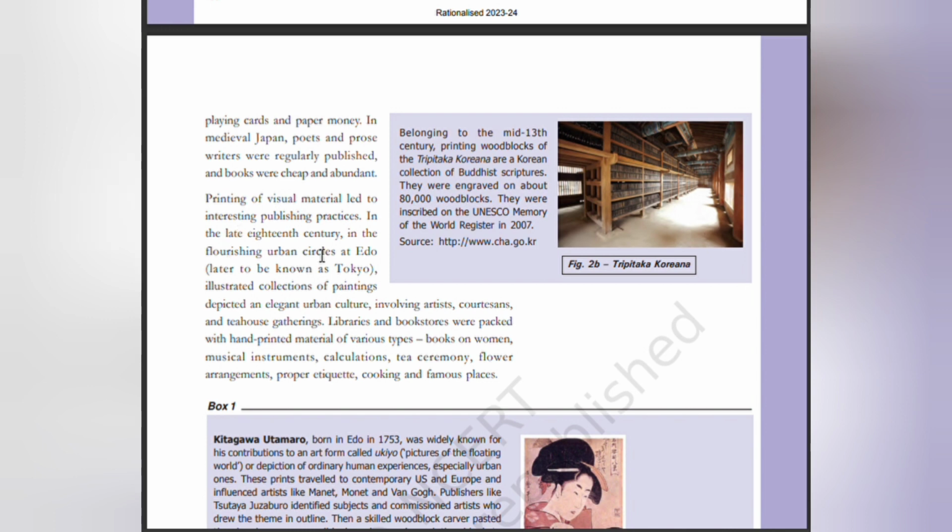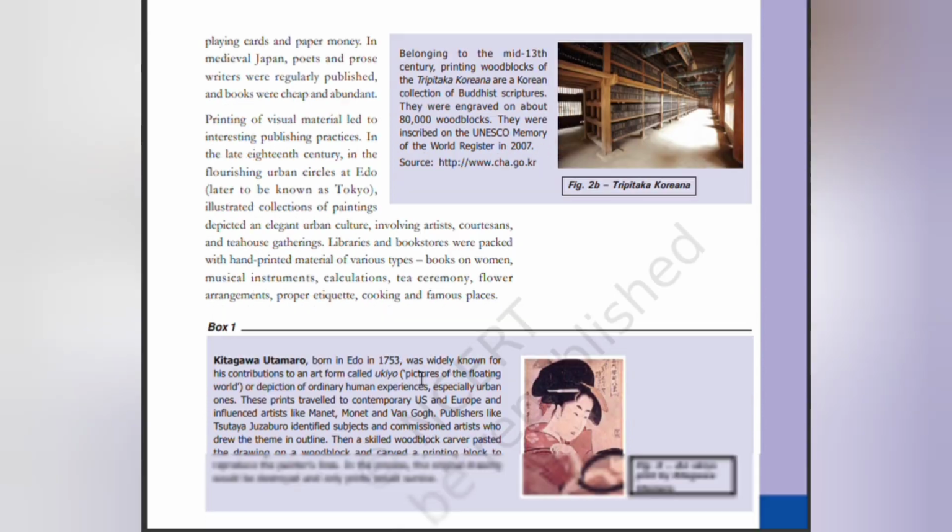In the late 18th century, in the flourishing urban circles at Edo, later to be known as Tokyo, illustrated collections of paintings depicted an elegant urban culture involving artists, courtesans, and tea house gatherings. Libraries and bookstores were packed with hand printed material for various types of books on women, musical instruments, calculations, tea ceremony, flower arrangements, proper etiquette, cooking, and famous places.